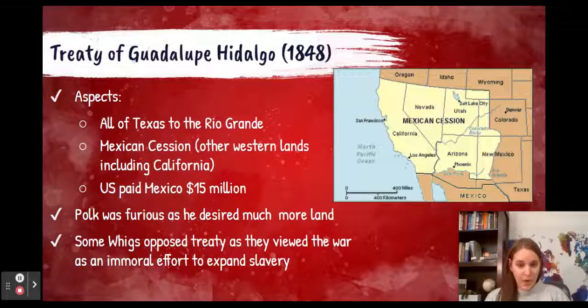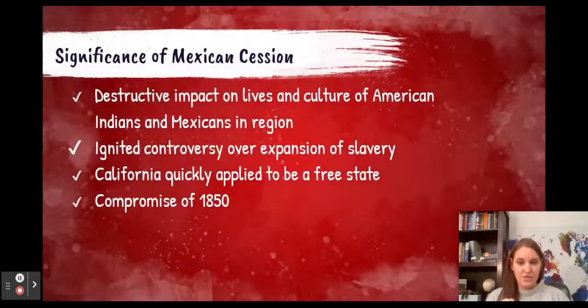Now, President Polk will actually be pretty furious because he wanted more land than what was seen here. And some members of Congress, especially Whigs, were also opposed to this treaty as they viewed the war as an immoral effort to expand slavery. So that kind of leads to the significance of this term.